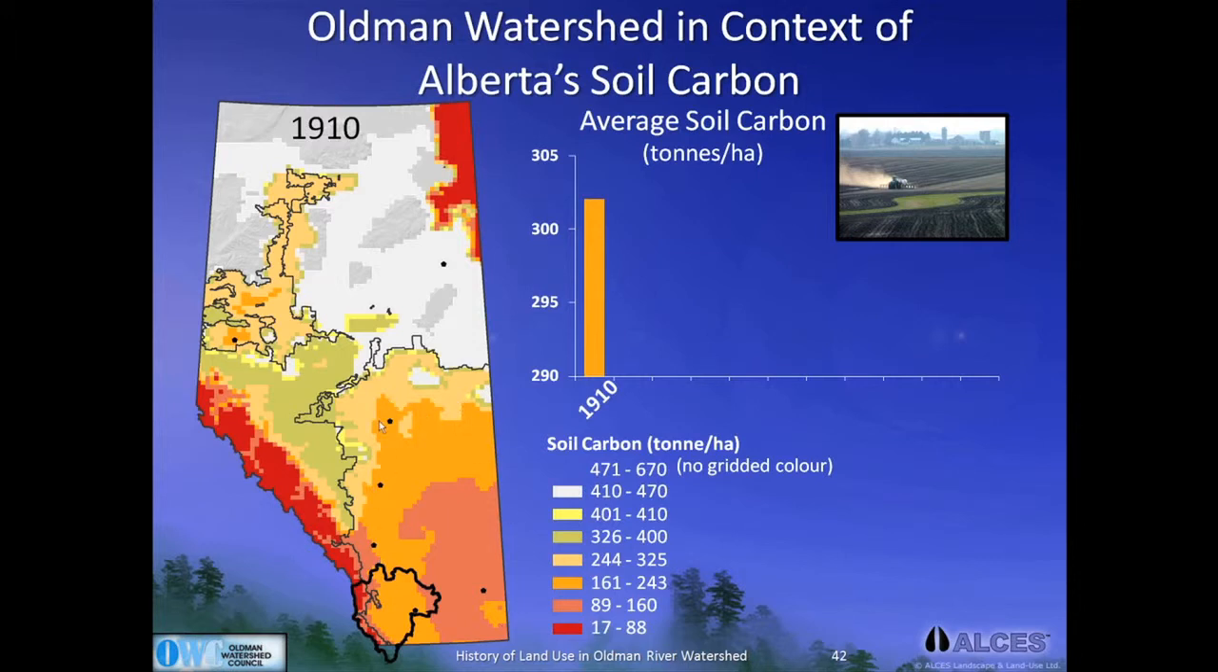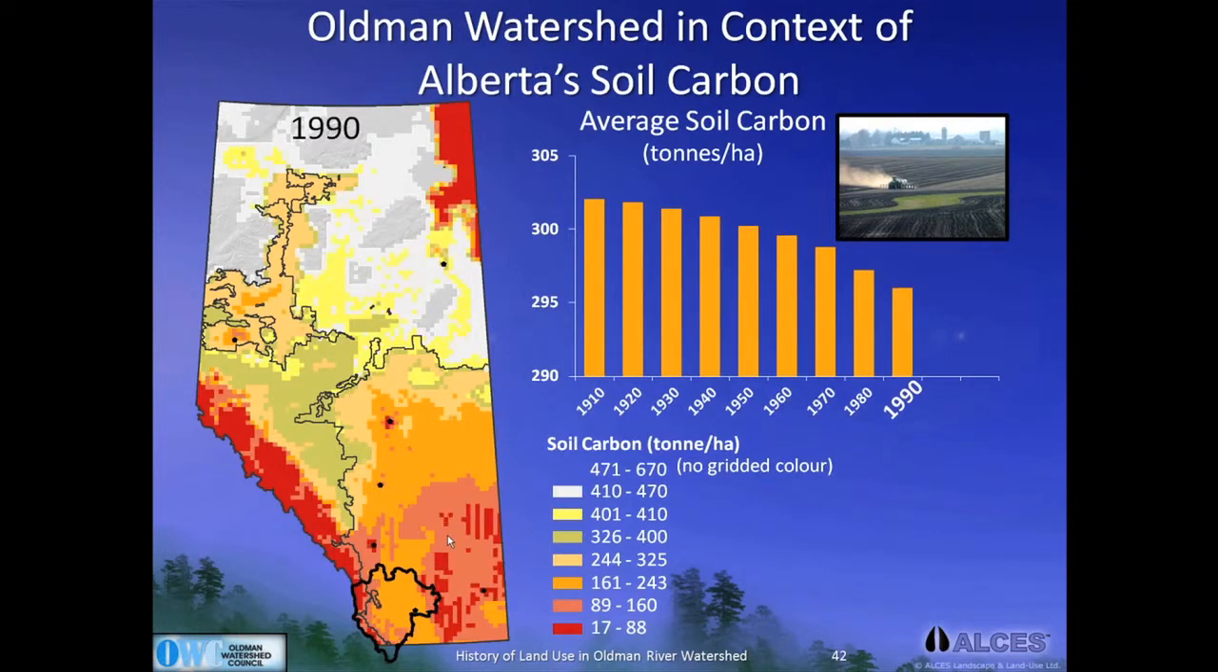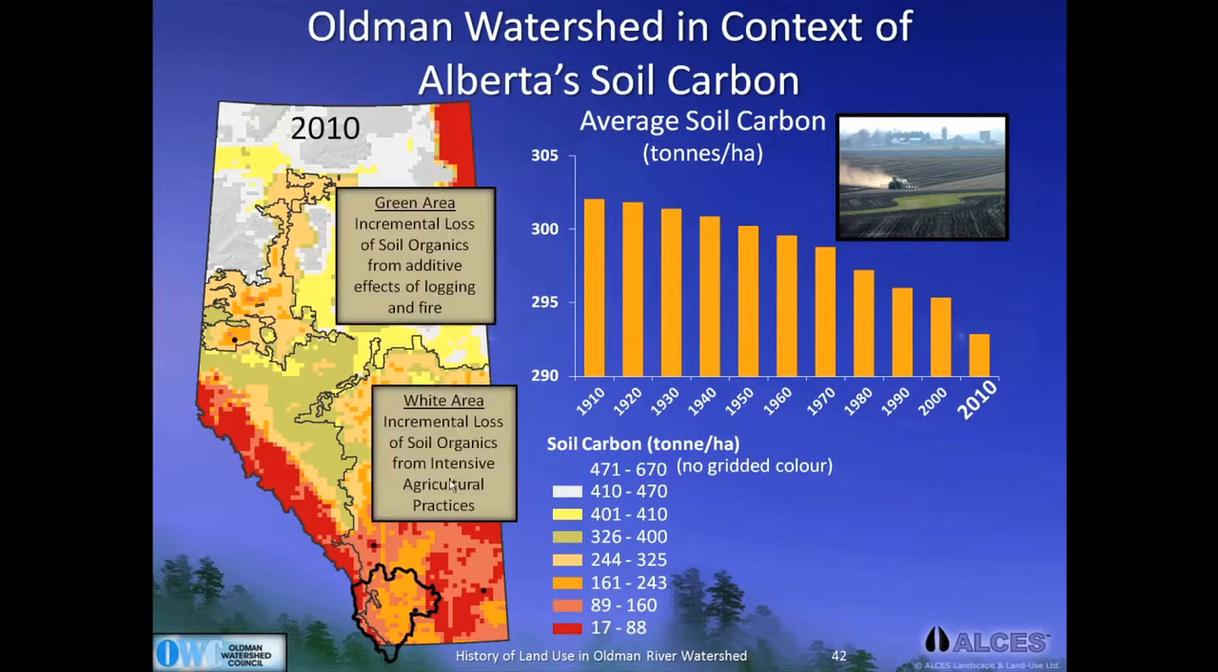But as decades unfold, we see two major vectors occur of gradual incremental loss of carbon. And note that this graph doesn't scale from high to zero, but 305 to 290. So we're seeing a very slow but gradual loss of carbon in many parts of Alberta, but in recent years or decades, that trend has been reduced in certain areas through the adoption of direct seeding. So two major factors here: to the north, incremental loss of carbon associated with additive logging and fire, and in the south through many decades of intensive agriculture.